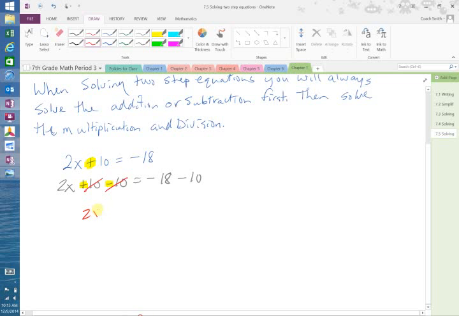Okay, that leaves me with 2x is equal to negative 18 plus negative 10. Okay, once again, we have to change this to addition and do the opposite of 10, which is negative 10. Doing the opposite of a positive, and that is a negative. So that gives us 2x is equal to negative 28. So that's the first step.